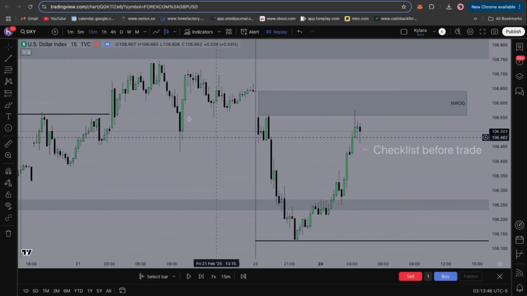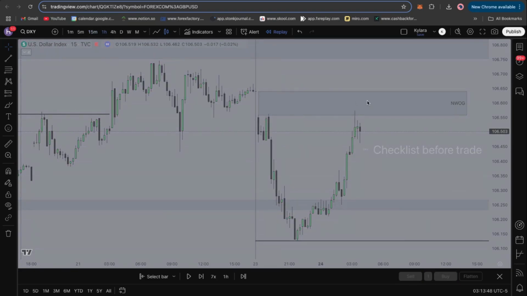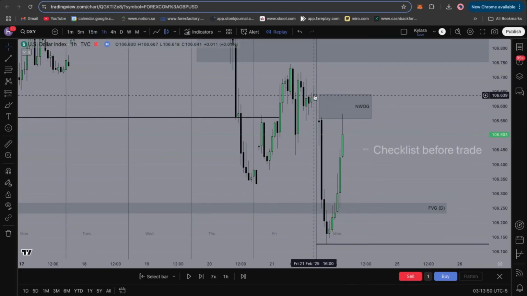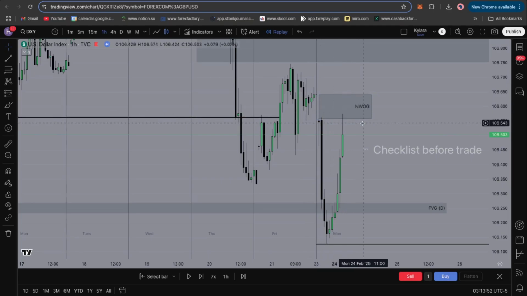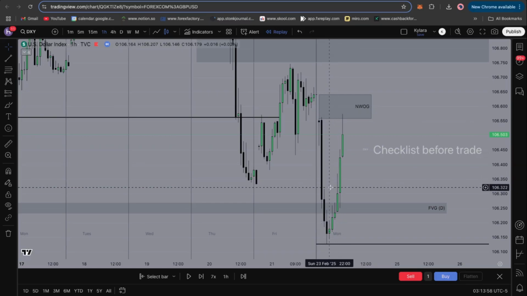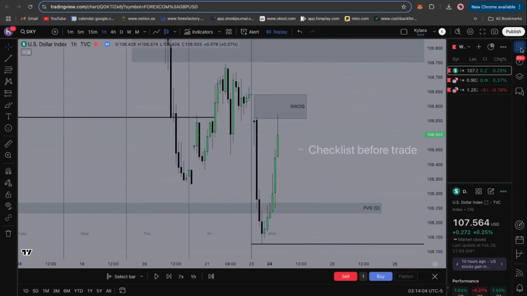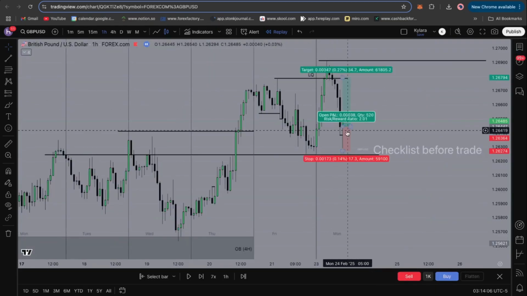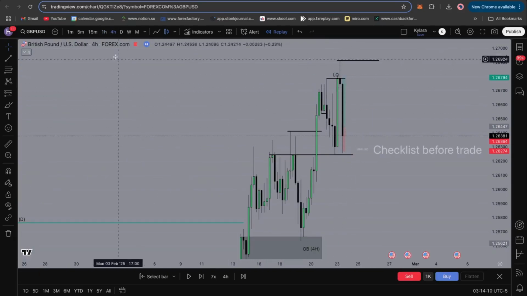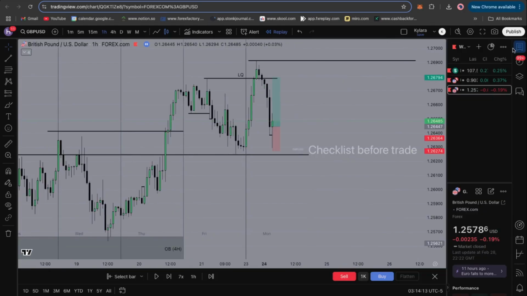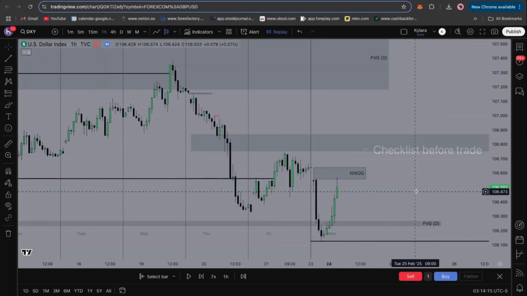If we start on DXY, we can see here we have the new week opening gap. So as any other ICT trader would do, I look for these gaps to be completely filled. However, I would definitely say I had FOMO from missing this move up on DXY, which was this here. We had a liquidity grab, especially on the 4 hours, quite clean. I missed that move, right?